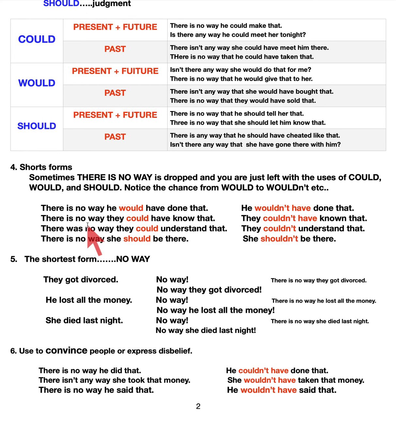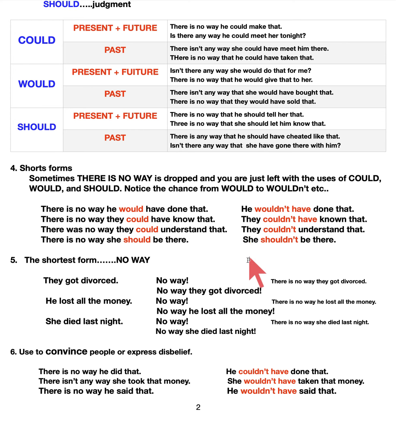He bought a house. Well, he couldn't have bought a house. There's no way he could have bought a house. You know, he doesn't have the money. There are many, many ways to use this. But the short form, sometimes you just find this use, could, should, and would. Listen for how the native speaker uses it in situations.